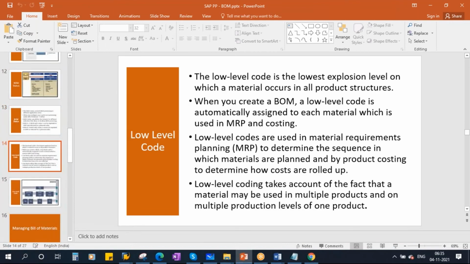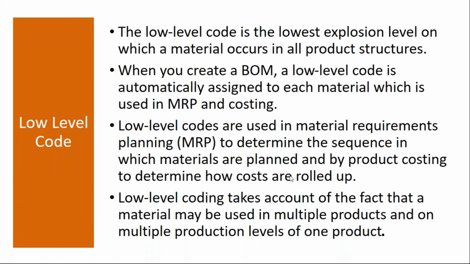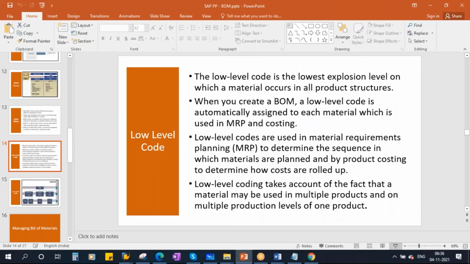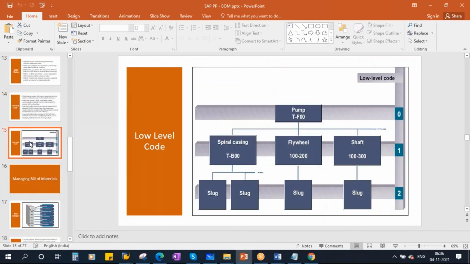Now we will talk about low level code. So what is low level code? The low level code is the lowest explosion level on which a material occurs in all product structures. When you create a BOM, a low level code is automatically assigned to each material which is used in MRP and costing. If you see this screenshot, you will understand.